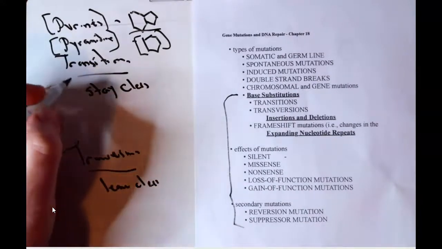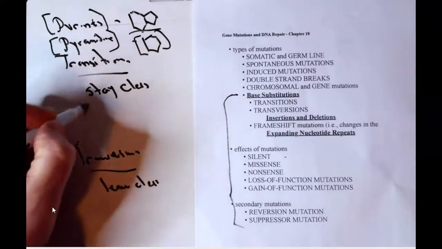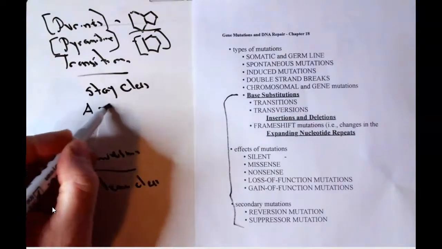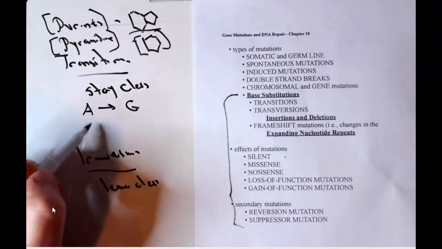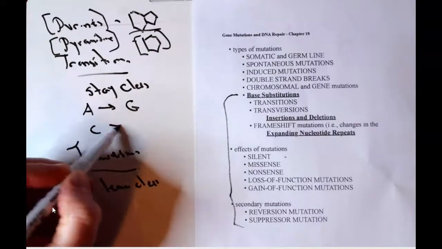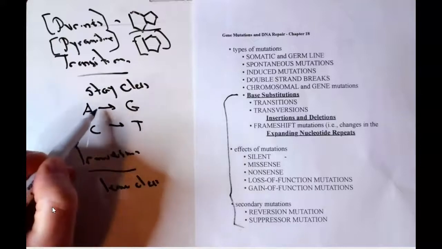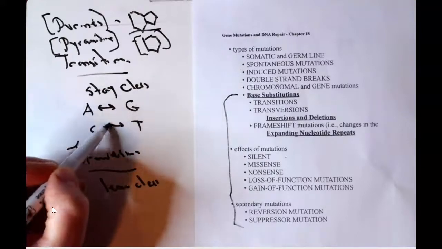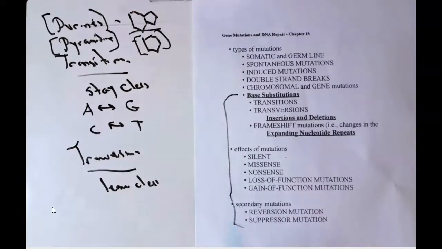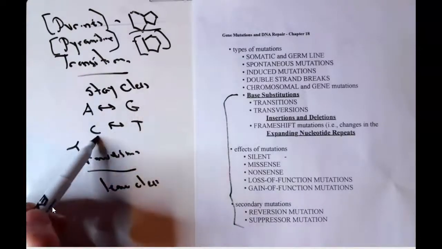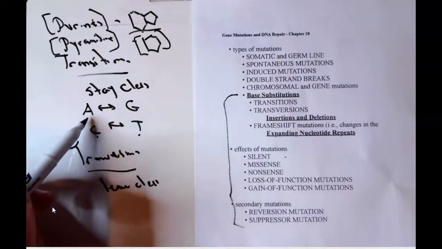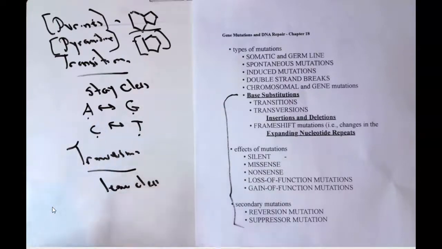If transitions stay in their class, then the only way that we can have a transition of adenine is to guanine. And the only way we can have a transition of cytosine is to thymine. And guanine can transition to adenine, and thymine can transition to cytosine. We stay in our class. In other words, a pyrimidine mutates to the other pyrimidine, or a purine mutates to the other purine. That's a transition.